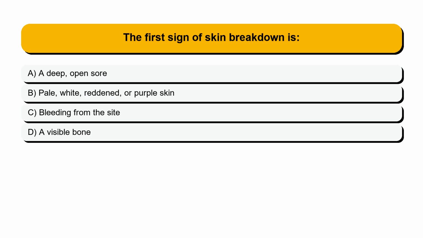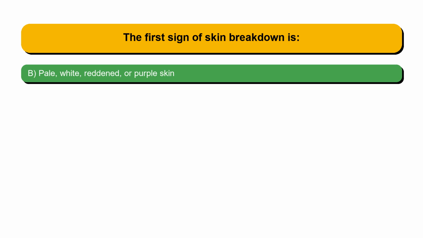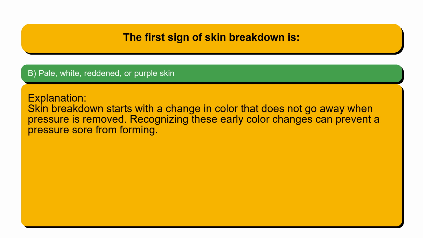Question 10. The first sign of skin breakdown is: Option A. A deep, open sore. Option B. Pale, white, reddened, or purple skin. Option C. A bleeding from the site. Option D. A visible bone. The correct answer is option B. Pale, white, reddened, or purple skin. Skin breakdown starts with a change in color that does not go away when pressure is removed. Recognizing these early color changes can prevent a pressure sore from forming.